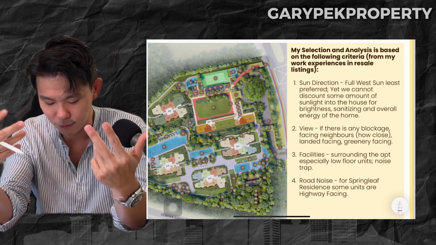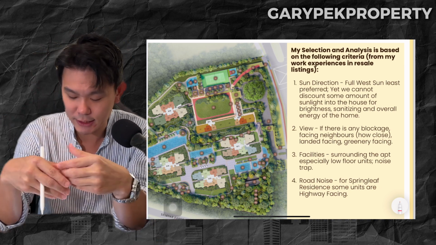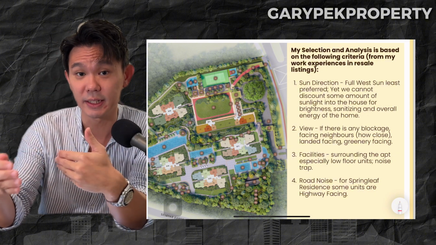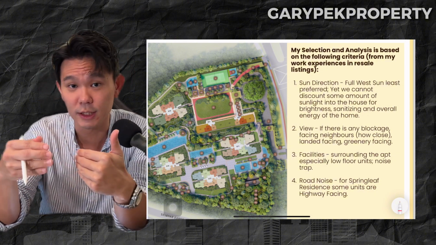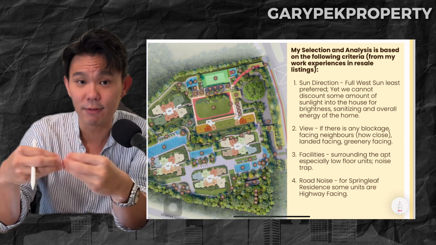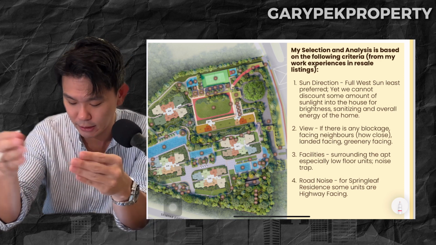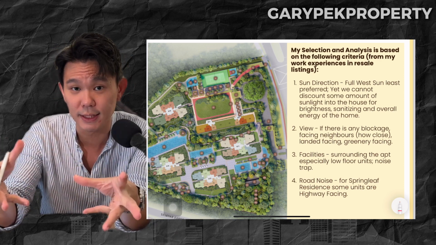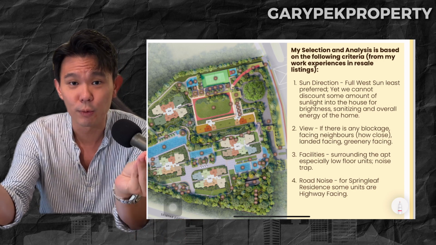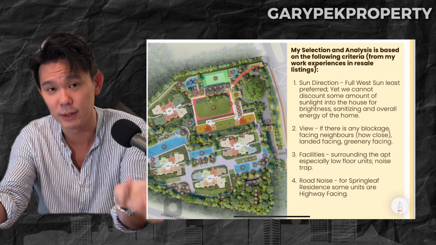Next is of course the view that we can be looking at. If there's any blockage, are we really directly facing the neighbor? Is it very near the conservation building? And also, does it have a landed facing if we tilt from a certain angle at the balcony, or some greenery facing, since we are at Springleaf area, which is also sort of like a nature reserve environment.